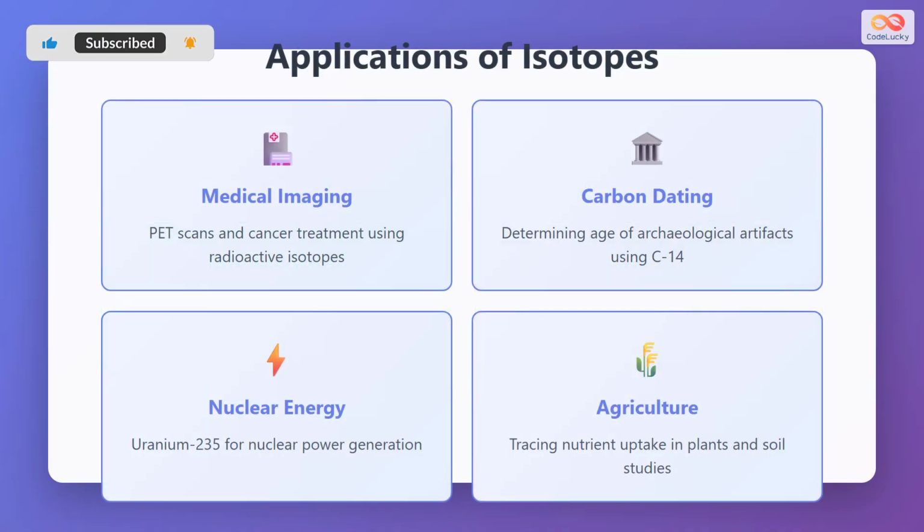Isotopes have numerous practical applications that impact our daily lives. In medicine, radioactive isotopes are used for PET scans and cancer treatment through targeted radiation therapy. Archaeologists use carbon-14 dating to determine the age of ancient artifacts and fossils. Uranium-235 is essential for nuclear power generation, providing a clean energy source. In agriculture, isotopes help scientists trace nutrient uptake in plants and study soil composition. These are just a few examples of how isotopes benefit humanity.